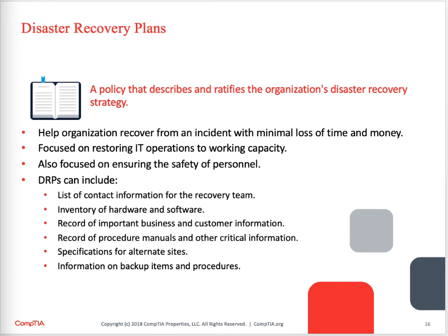It might also have a record of procedural manuals and critical information, such as our BCP or our IT contingency plan. It might have our specifications for alternate sites and also information on our backups and procedures there. So this is also another large document. However, it is a subset of our business continuity plan. However, they do overlap, and sometimes the terms are used interchangeably.